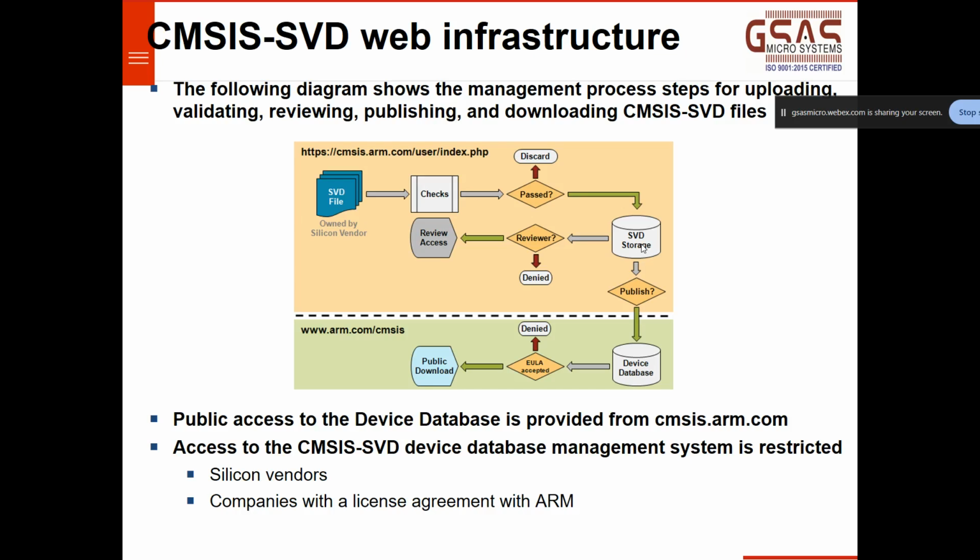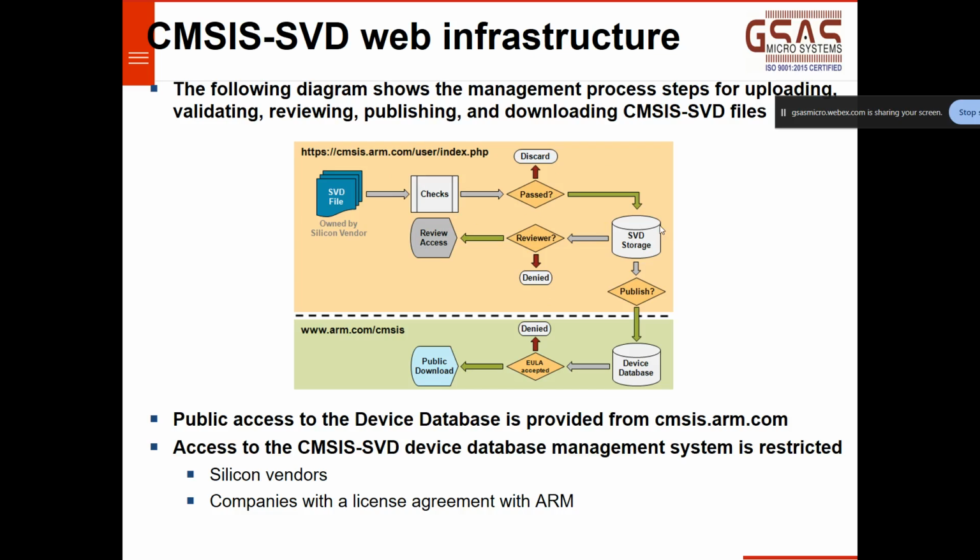For each device, the silicon vendor can create an SVD file and start storing it in the SVD storage. If any user wants access to this, they can take access permission from the silicon vendor, and they can get access to that specific SVD file. So the SVD storage is nothing but the set of SVD files for the various microcontroller devices, M3 based, M4 based, M7 based, whatever it is. All those devices are stored in this SVD storage.